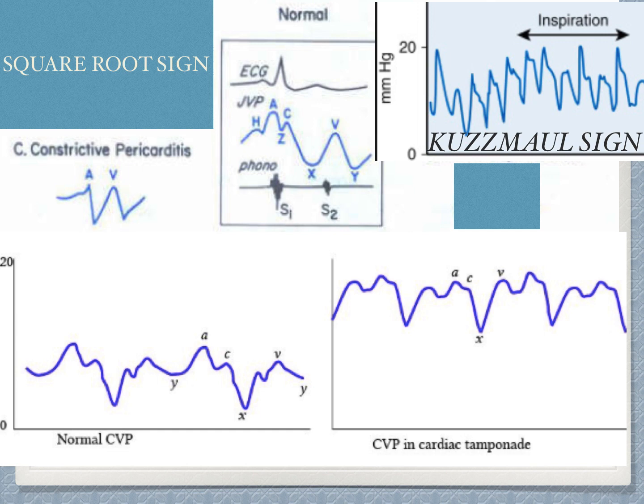The square root sign isn't only seen in constrictive pericarditis. You can see it also in restrictive physiology. What about the Kussmaul sign, upper right? Kussmaul sign talks to you about increased ventricular interdependence. So patient with tamponade, patient with restrictive physiology, with constrictive pericarditis, what's happening? When you inhale, more volume is coming into the right, but you have a non-compliant heart, and this means that there is backflow into the jugular veins, and that's why you have an increase in the tracing during inspiration.